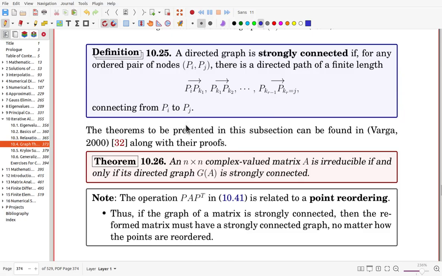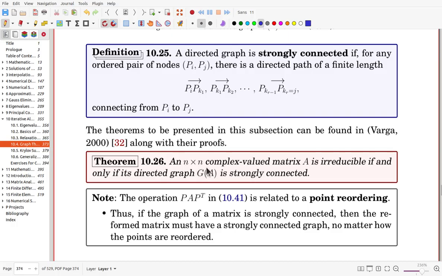We have a theorem. Of course, we'll see the proof, but you can find the theory in, for example, Varga's book. He made wonderful contributions to the society of numerical linear algebra. He's a genius. He spent his life at Kent State University.